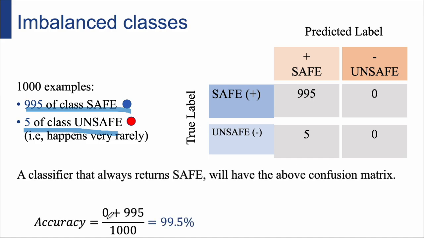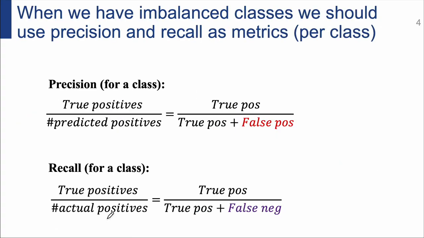We calculate the accuracy and we get a very high number of 99.5%, which will give us the potentially wrong impression that our classifier is good. And it is good in classifying safe loans, but it is very bad for the other class, which is the unsafe loans.